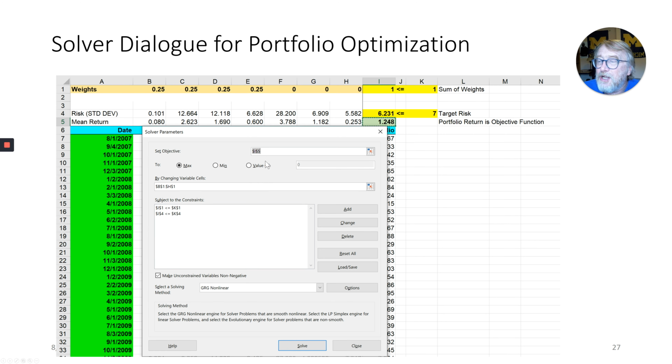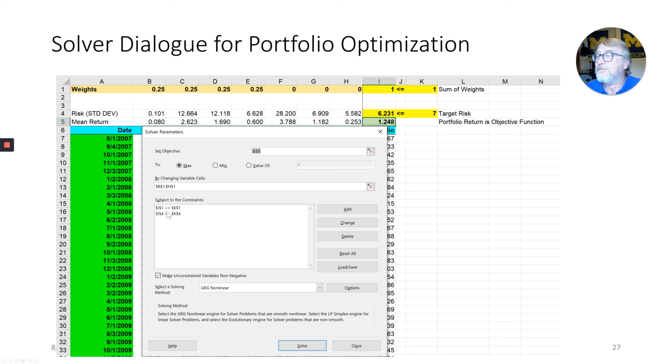Here's how you could set up in Solver. Again, you go to Data, Solver. Objective function is the mean. That's I5. By changing the weights B1 through H1, and we have some constraints. I1 is less or equal to K1, so we're enforcing that the sum of the weights is less or equal to 1. This is called self-financing, right? If you let the weight go above 1, it means you're getting money from somebody, and you're not really accounting for it. So we want a self-financing portfolio.